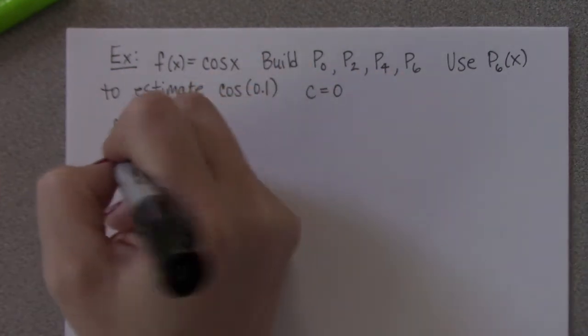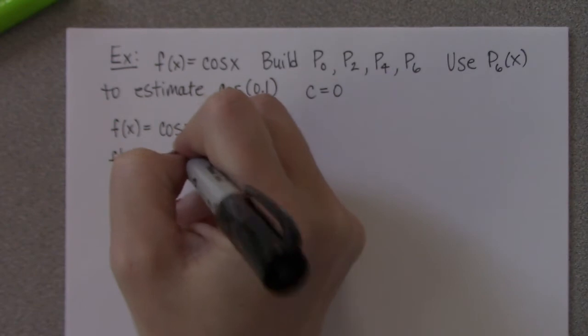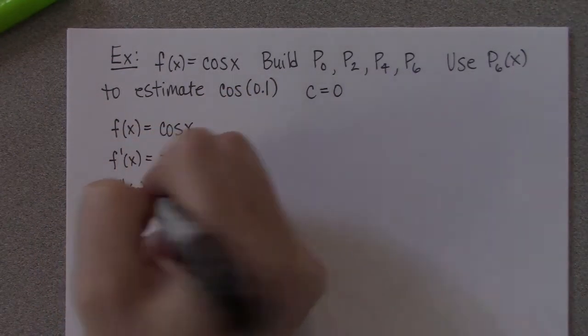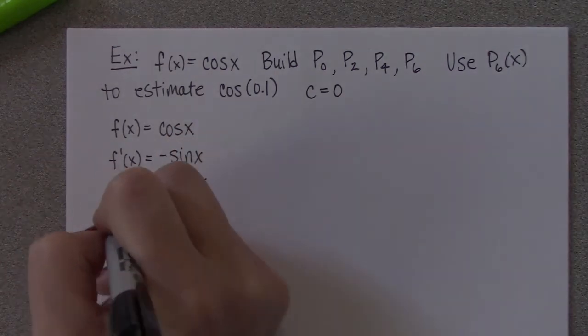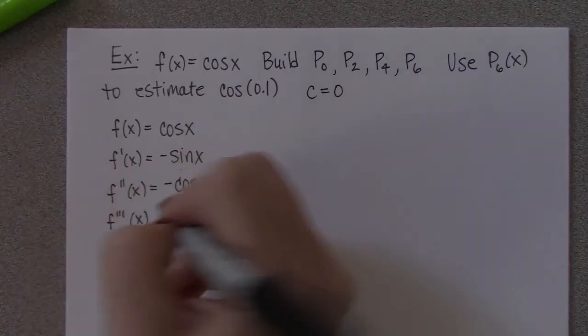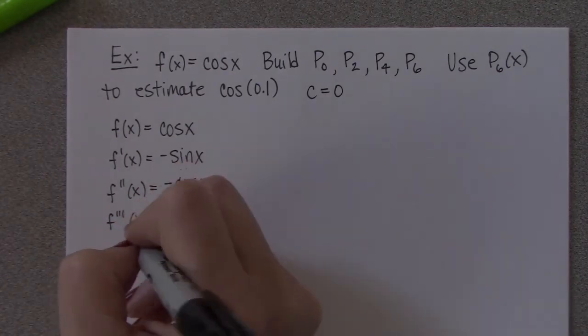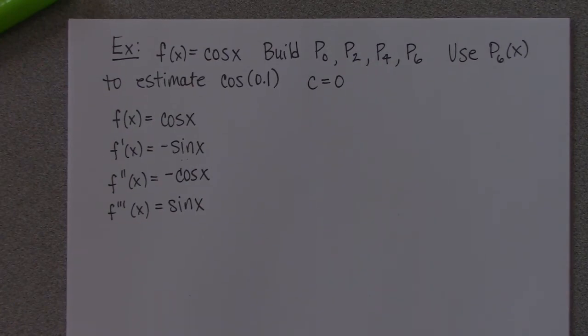So the original function is cosine. The first derivative is negative sine. The second derivative is negative cosine. And the third derivative is positive sine. And what's the fourth derivative going to be? Cosine. You get it back where you started. So sine and cosine repeat in 4 cycles when you do the derivative.